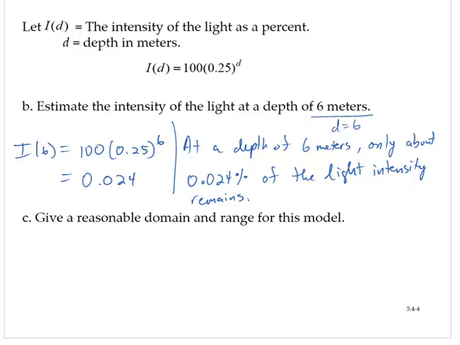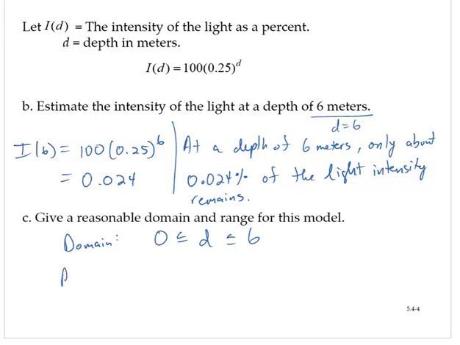Give a reasonable domain and range for this model. Domain. Now, usually we say go a little bit left and a little bit right of the data points. Well, our first data point is at a depth of 0. Negative depth doesn't really make sense here. So for the domain, I would stick at 0 on the left. Now on the right, I would go to maybe 6. Not much further.